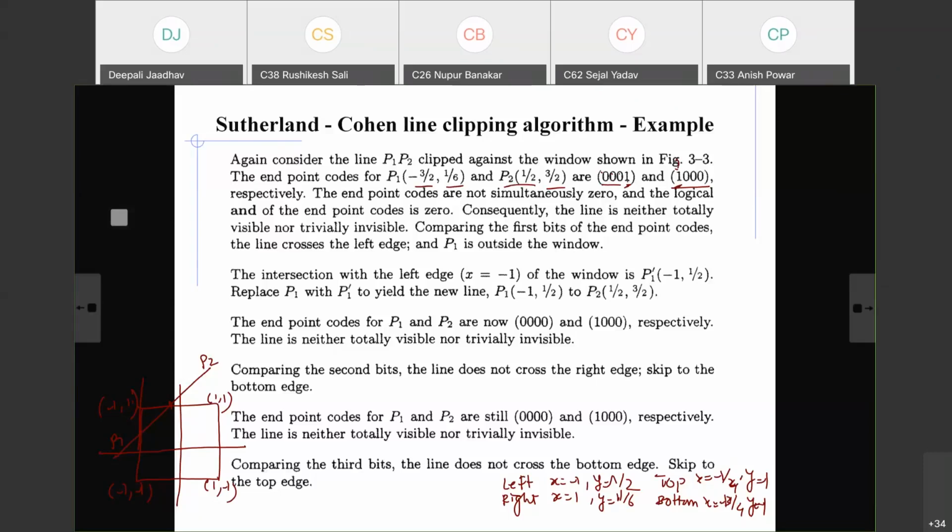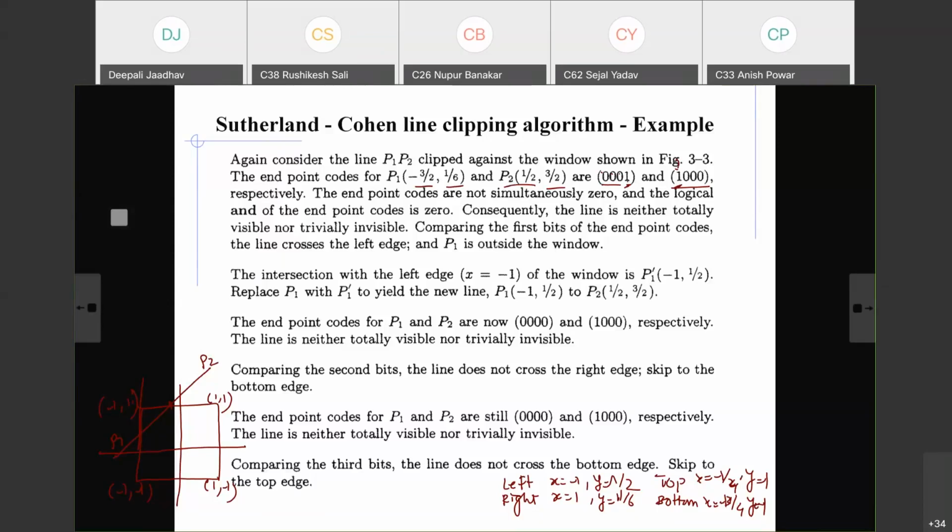The endpoint codes are not simultaneously 0. You can observe that. Is any one of them 0? No. Means what? No point is interior to the window. Both points are outside the window.